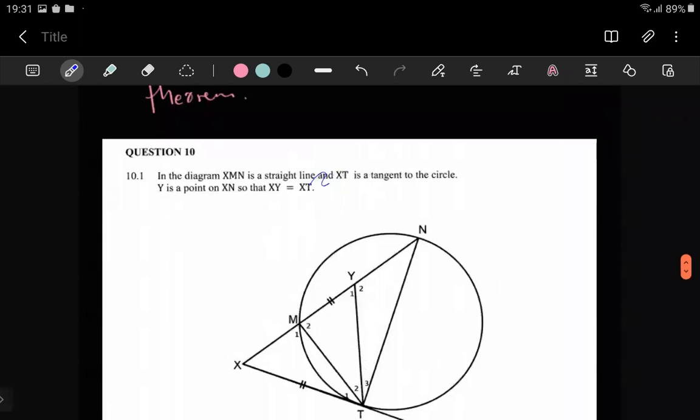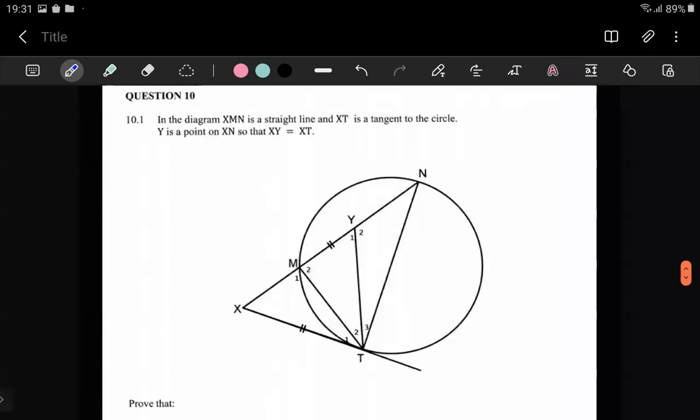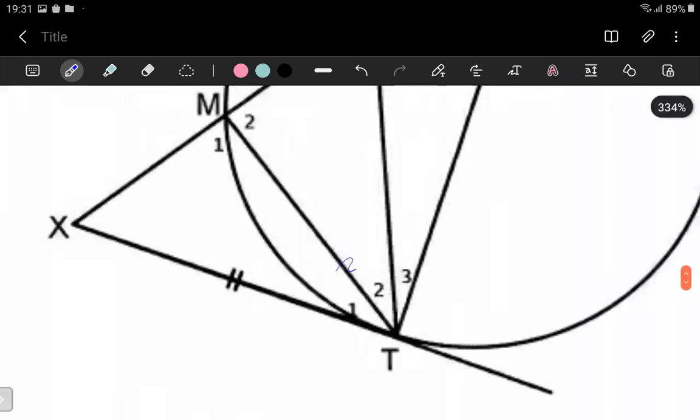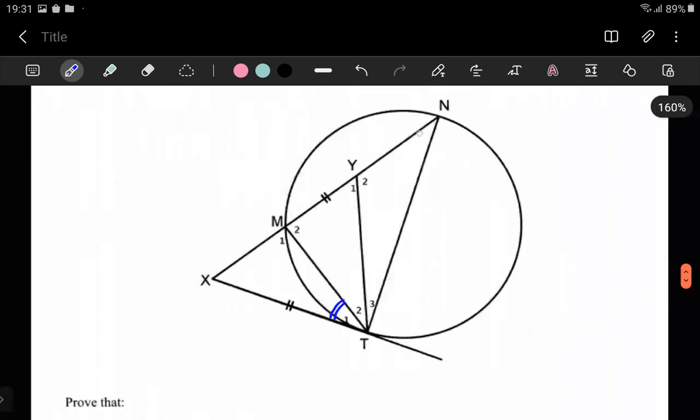And then here they said it's a straight line and XT is a tangent. So obviously, if XT is a tangent, we would want to think of the tan-chord theorem. Never think that the tan-chord theorem is overrated, because it's actually quite underrated. So here, this is an angle at the tangent and the chord. It is equal to the angle in the opposite segment.